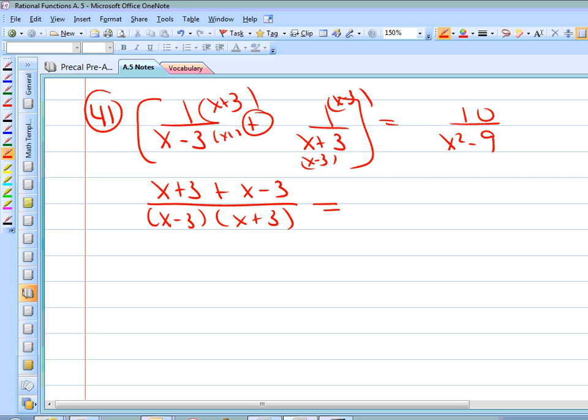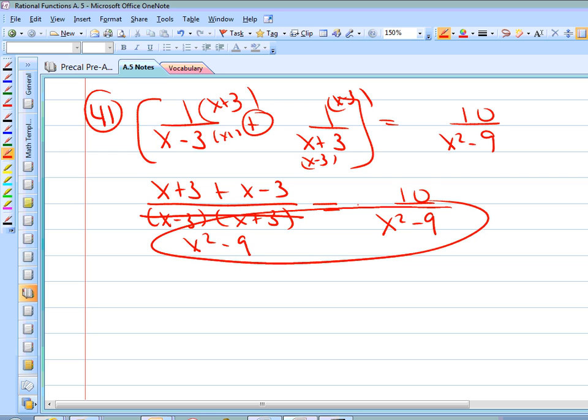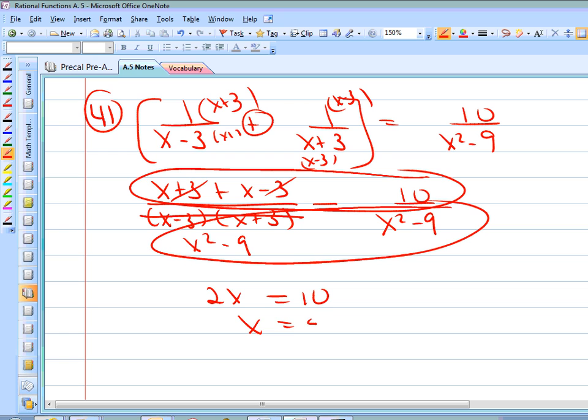And if you're paying attention, the denominator is a difference of squares. Okay, so when you FOIL that back together, you're going to get x squared minus 9. And you already have on this side x squared minus 9. So our denominators are the same. We don't really need to worry about that. We will be solving the top. Well, look at when we combine the top. We have 2 x's. Our 3's cancel, so we have 2x equals 10, and therefore x equals 5.